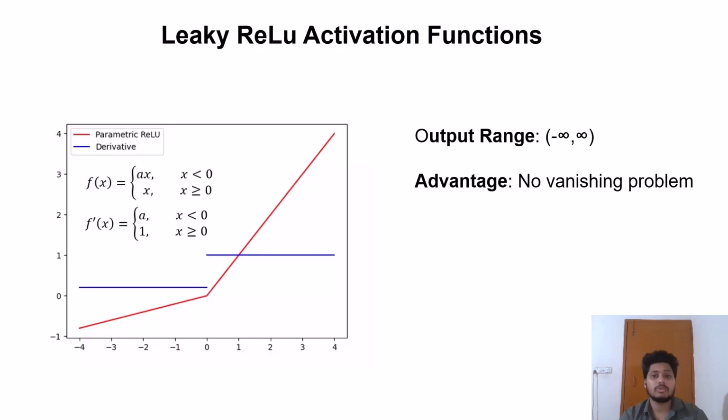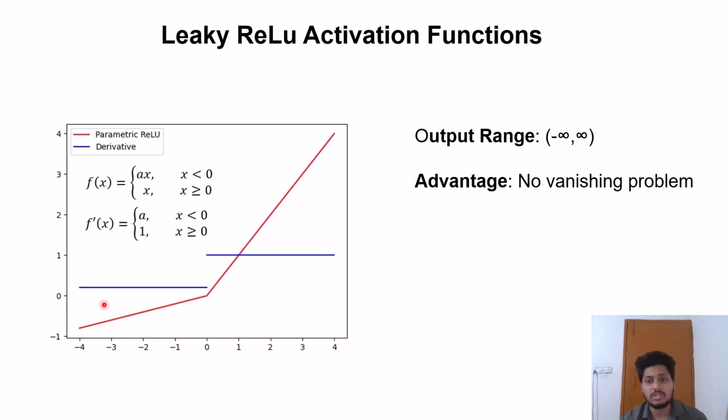Now let's move on to an improved version of ReLU called the leaky ReLU activation function. Leaky ReLU is designed to fix one of the main problems of ReLU, which is the dying ReLU problem. Remember, in ReLU, if the input is negative, the output is completely 0, and sometimes neurons can stop learning because they always output 0. This is where leaky ReLU comes in.